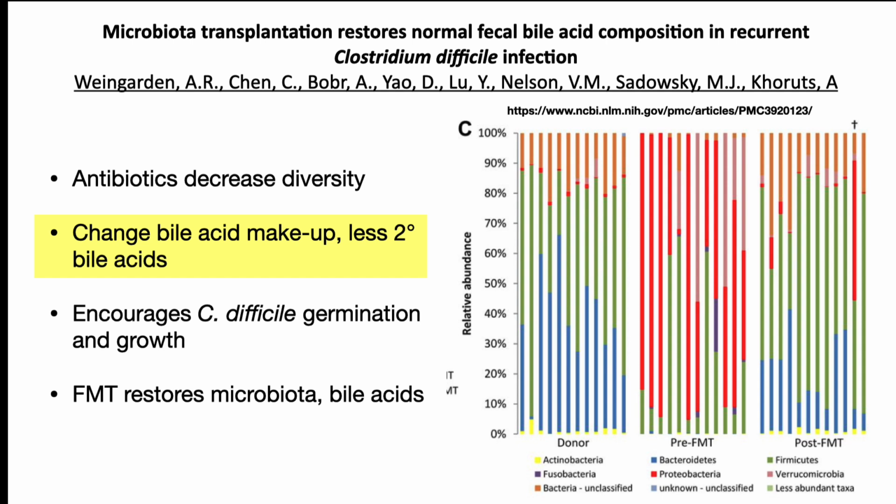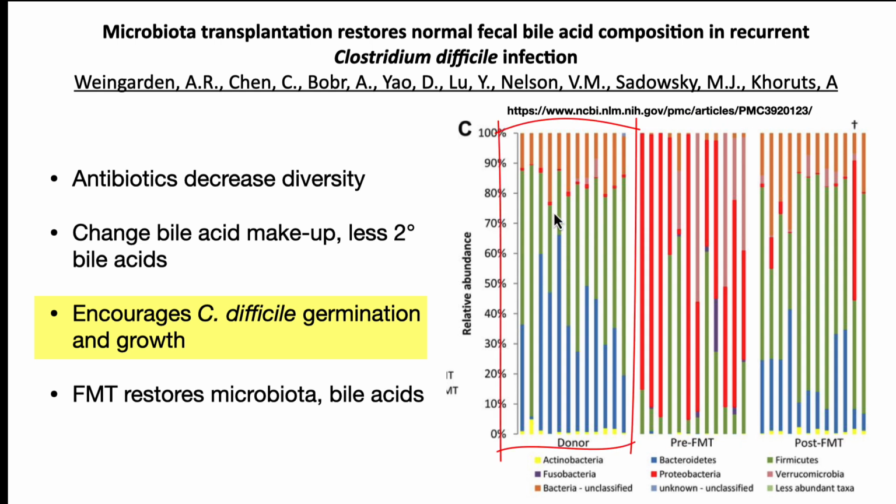So you secrete bile into your gut, into your colon, right? The bile is then metabolized by your microbiota into secondary bile acids. These secondary bile acids prevent the growth of C. difficile. Since you've gotten rid of these secondary bile acids, the C. difficile will germinate and grow. And you can see that patients that are infected and have C. difficile infections will have a very different microbiota than other healthy patients.